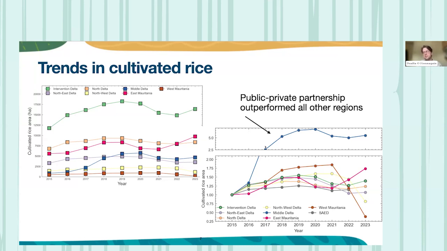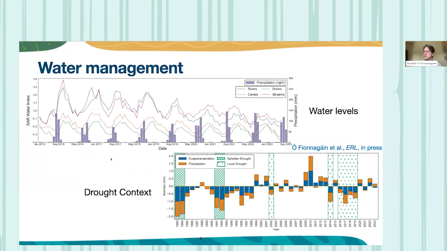So, in terms of the water management, this plot just shows the water index and the precipitation in purple there. And we see from 2015 up to 2023 a general decline in water levels, which is also of concern given that one of the aims of the intervention was to outlast the intervention timeframe. And then this plot at the bottom just shows some context that there were droughts ongoing, but that from 2020 onwards, there was no defined drought in the region, yet we still see declining water levels in all the waterways.